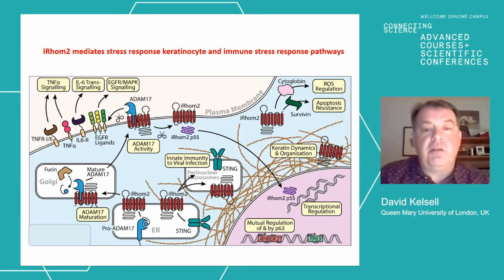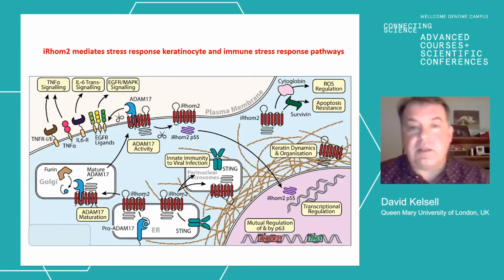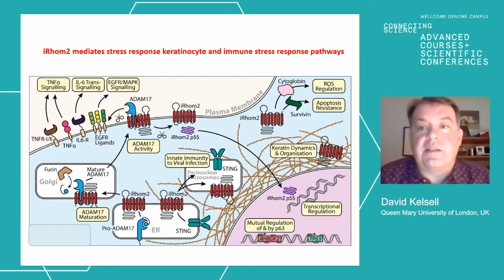This cartoon puts together some of the things I've talked about today, but also some of the other things that people have found regarding iRhom2 function. And so you can see that there are actually very diverse roles. So as well as the ADAM17 regulation and the signaling through P63 and the keratins, it can also regulate the STING complex, which is involved in the innate immunity response to viral infection. So iRhom2 appears to be a very fundamental molecule in the keratinocyte and also in the immune response.